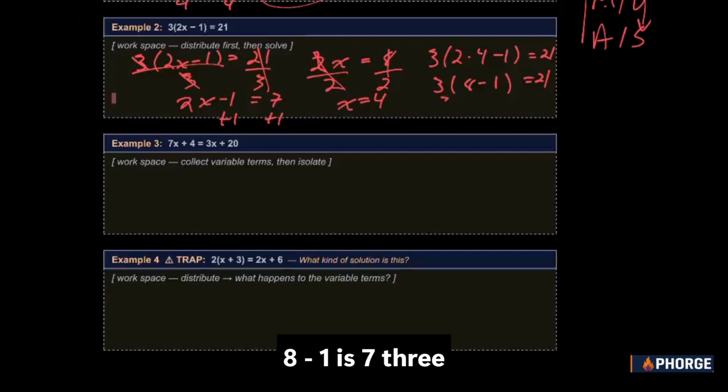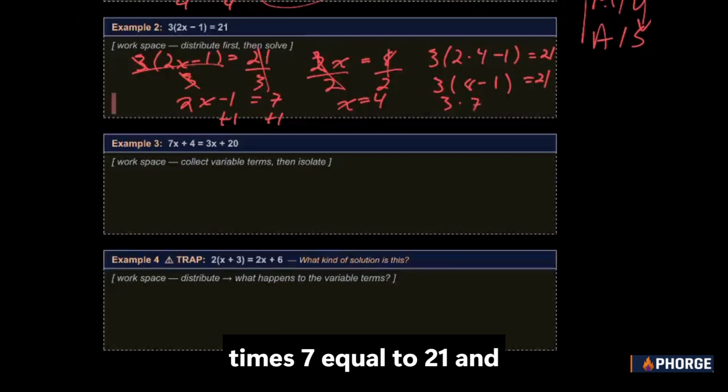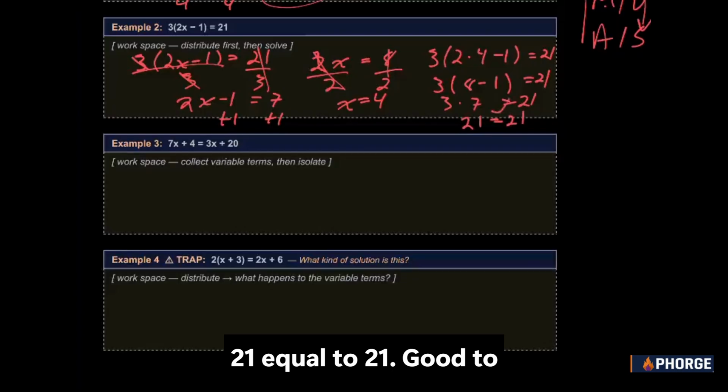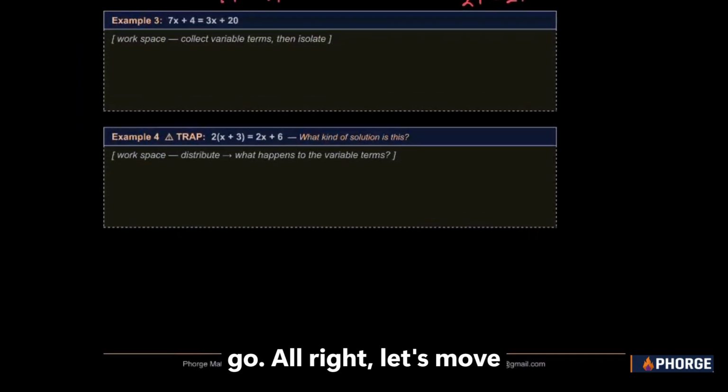Eight minus 1 is 7. 3 times 7 equal to 21. And 21 equal to 21. Good to go. All right, let's move on to example 4.